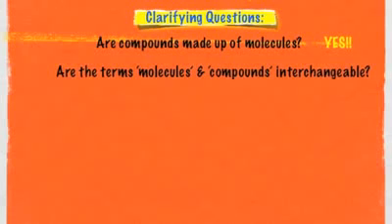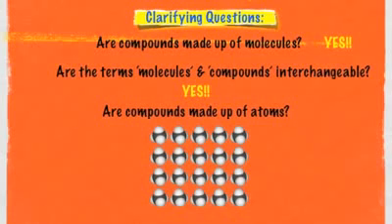Are the terms molecules and compounds interchangeable? Yes, they are, just like atoms and elements are. Molecules and compounds can be used interchangeably. But remember, a molecule is the smallest component of a compound that still has the same properties of that compound. Are compounds made up of atoms? Well, let's take a look at that.